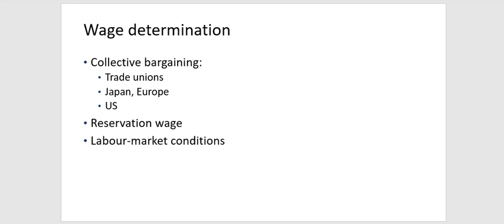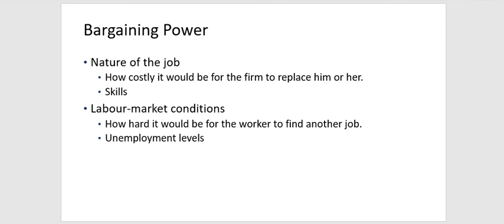So economists use two broad lines to explain this fact. 1, workers still have some bargaining power even if collective bargaining is absent, which they can use to get wages above the reservation wage. Number 2, firms may want to pay wages higher than the reservation wage. In economics, this is known as efficiency wages. Let's explore this bargaining power narrative even further. A worker's bargaining power depends on 2 factors: 1, the nature of the job, and 2, the labor market conditions.